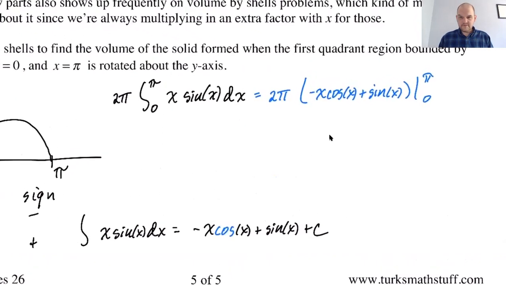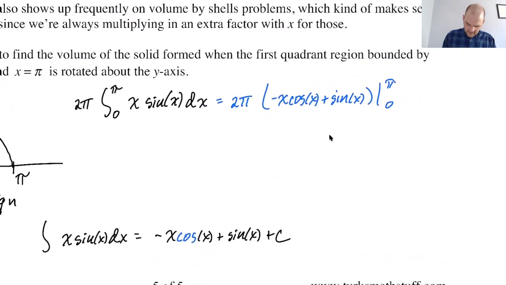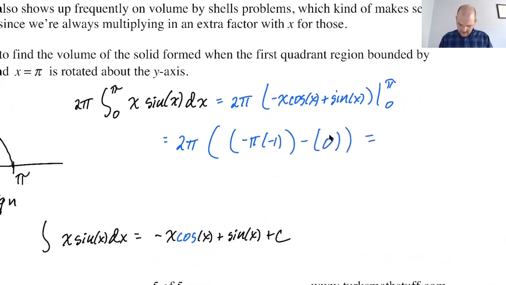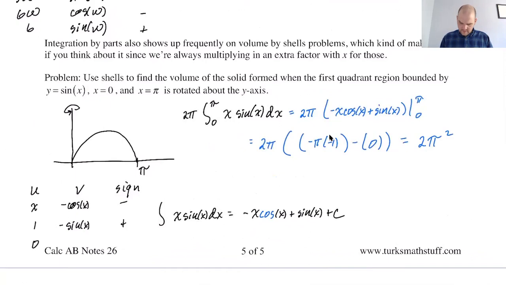All right, so this will give me 2 pi quantity. Plugging in pi gives me negative pi, negative 1, and then 0. Plugging in 0 gives me 0, 0, just a lot of 0. So what am I getting here? I get 2 pi squared. And that's a weird volume. Let's see what the calculator says.